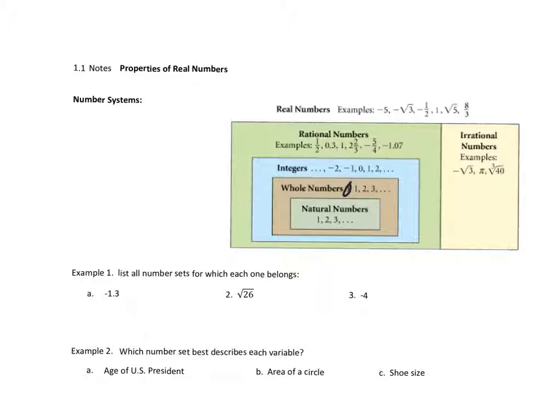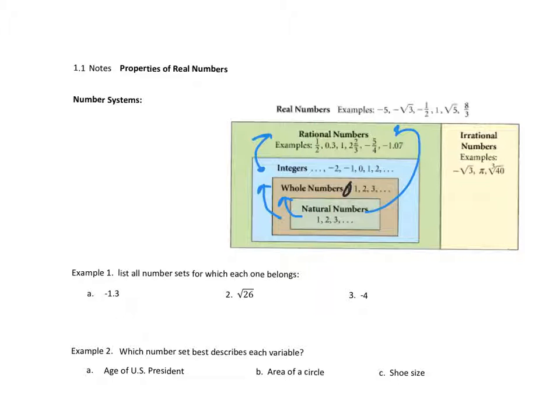So in this Venn diagram, it means that every natural number is a whole number. Every whole number is an integer. Every integer is a rational number. So you could say that every natural number is a rational number. But you can't say that every rational number is a natural number.